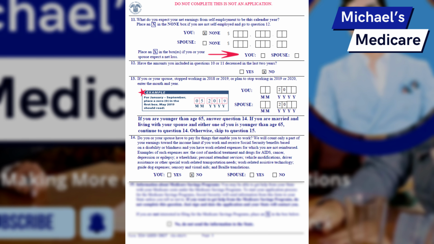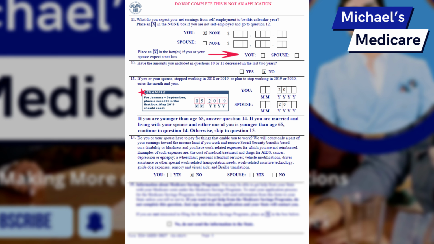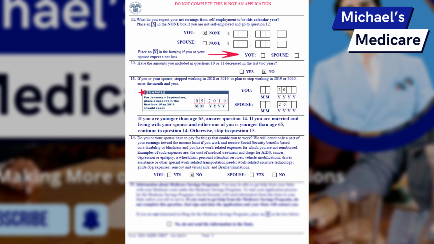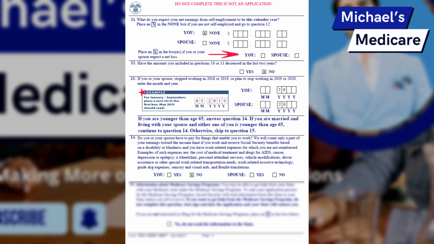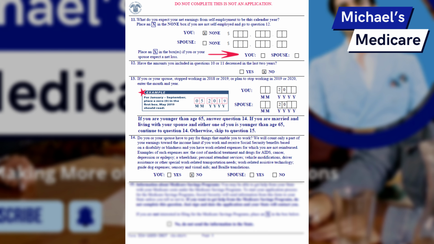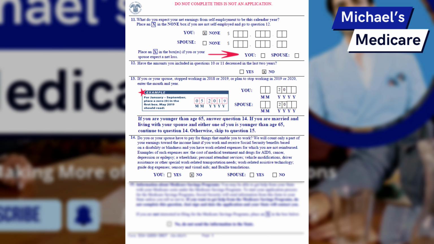So number 14, do you or your spouse have to pay for things that enable you to work? Will you count only a part of your earnings towards the income limit if you work and receive Social Security benefits based on disability or blindness and you have work-related expenses for which you are not reimbursed? Examples of such expenses are the cost of medical treatment and drugs for AIDS, cancer, depression, or epilepsy, a wheelchair, a personal attendant service, vehicle modifications, driver assistance, or other special work-related transportation needs, work-related assistive technology, guide dog expenses, sensory and visual aids, and braille translations. So in this case, it's going to be no, but that might be valuable for those folks who do have those.